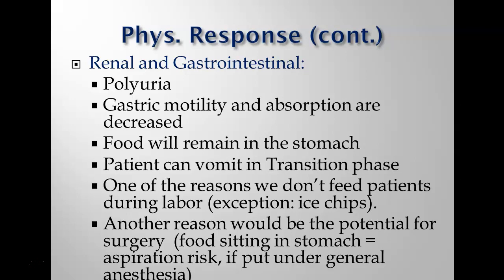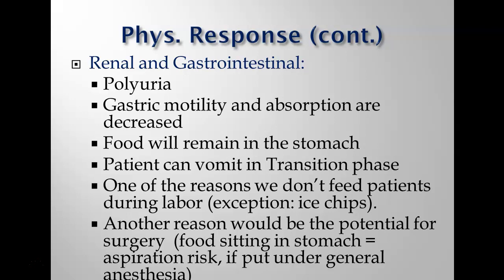In the renal and gastrointestinal systems, she may see polyuria. Her gastric motility and absorption will decrease, which is one of the reasons why we don't feed mom in labor, or we encourage them not to eat big meals if they think they're going into labor. Because that gastric motility is slowed down, she's likely to throw up whatever she tries to ingest. Food will remain in the stomach long, and the patient can vomit that up during the transition phase. So we only really offer ice chips during labor to help hydrate her, but it also digests differently in the stomach and doesn't cause her to get nauseous.